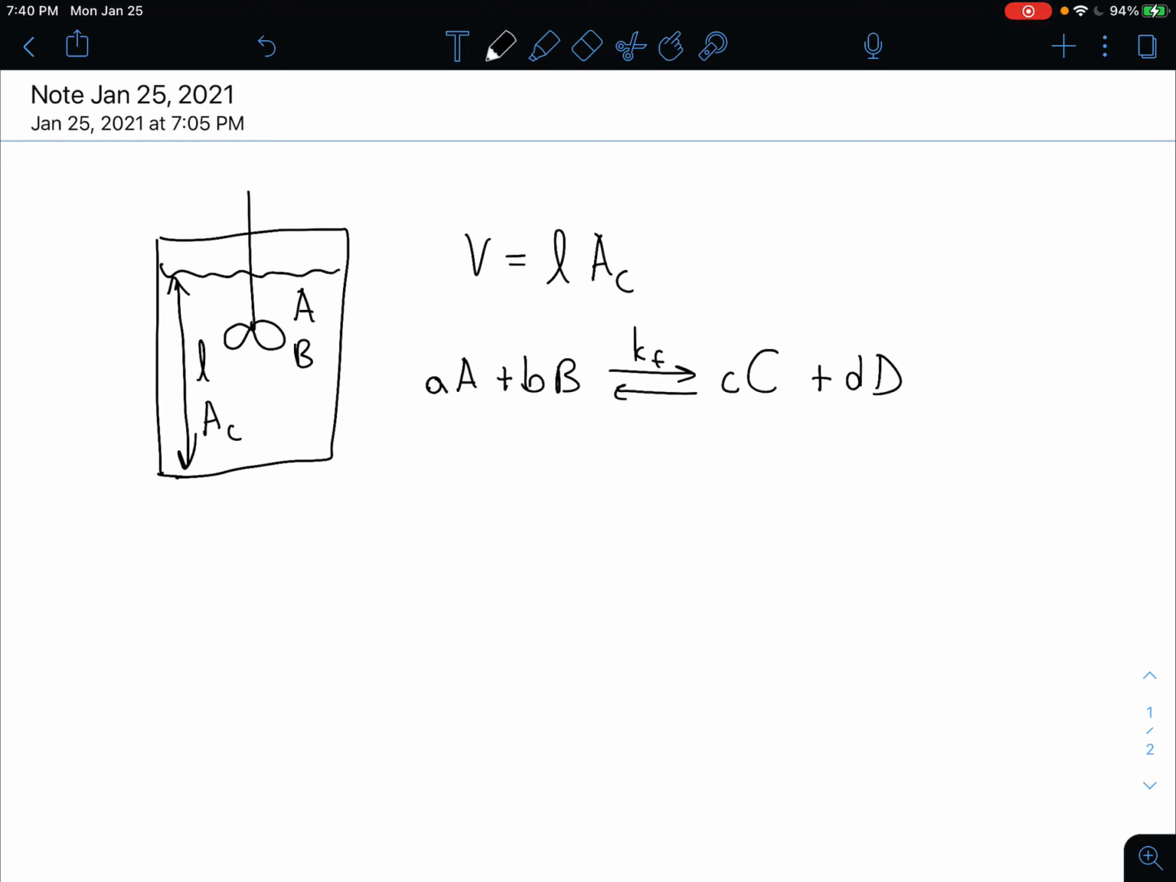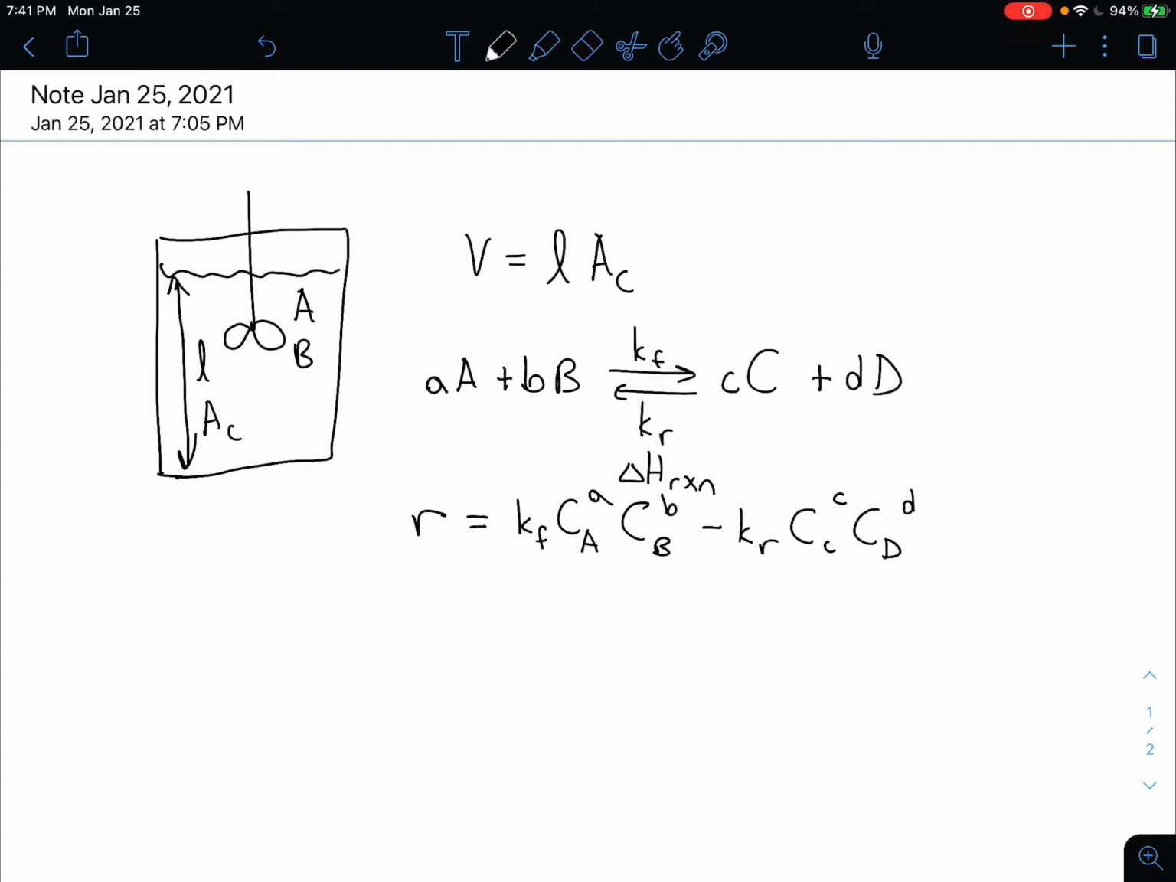And if I have a K forward and a K reverse and a delta H of reaction, then I can write that R_A, the rate of reaction per unit volume, is going to be K forward times C_A, the concentration of A, to the power a, times C_B to the power b, minus K reverse times C_C to the power c times C_D to the power d.